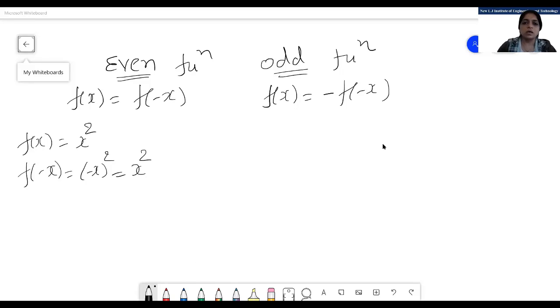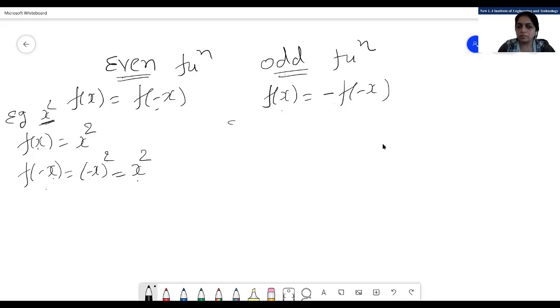See, students, for the query, I am telling you that for the even function, the formula is f of x is equal to f of minus x. And for the odd function, f of x is equal to minus f of minus x. So I take one example. If f of x is equal to x square, then f of minus x is minus x square, but for the even power, we get x square. So for x square, both f of x and f of minus x are the same. It means x square is an even function.